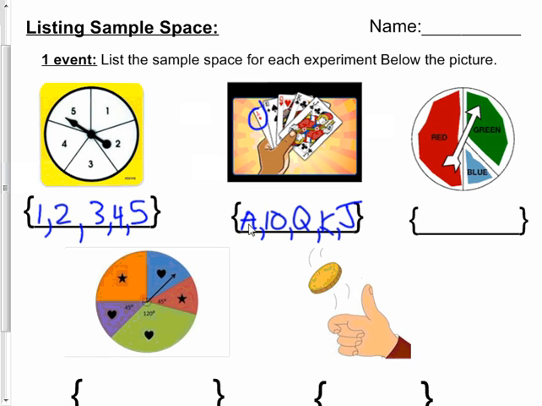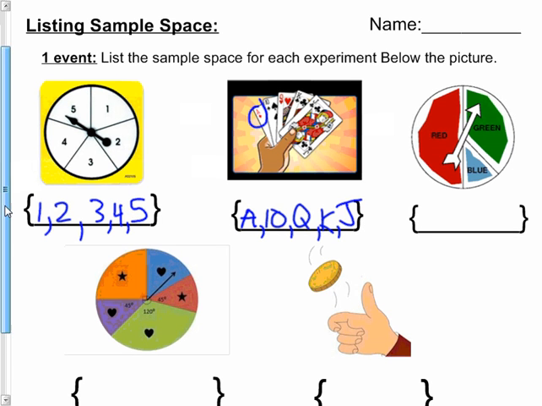And once again, we have 5 possible outcomes. So if I were asked to list the sample space of this experiment, I would put the brackets, ace, comma, 10, comma, queen, comma, king, and comma, jack. That is our sample space. Let's take a look at the next spinner.